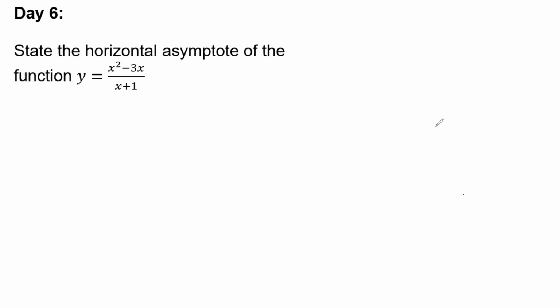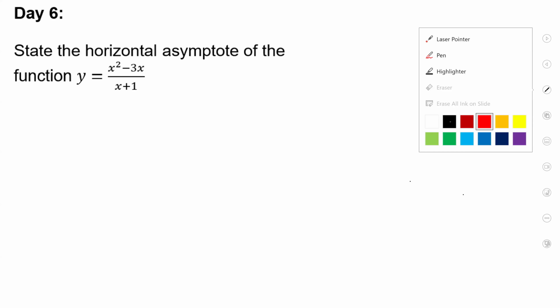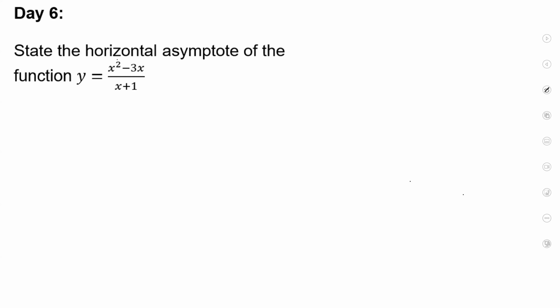Okay, let's talk about the warm-up. The last lesson, we talked about horizontal asymptotes. There's three cases. When the exponent on the top is bigger than the exponent on the bottom, you see this exponent's bigger than this one? When it's big on top, the answer is none. So the answer to today's warm-up is none.